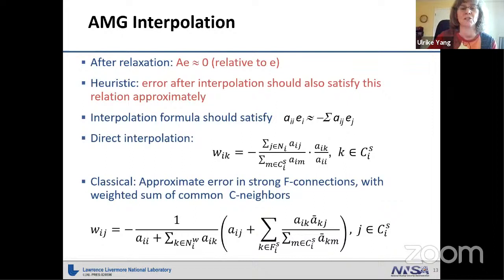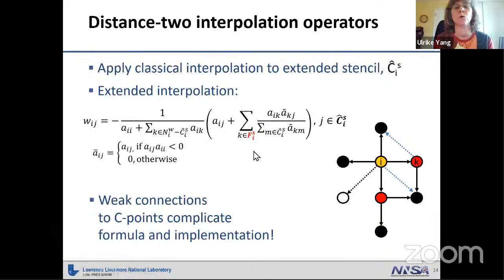Because we didn't like direct interpolation already way back, when we decided to use the PMIS coarsening, we needed a better interpolation than the classical one, so we decided to just extend it. What we call the extended interpolation was the extension where we increased our coarse neighborhood by including coarse points that were neighbors of strong fine connections, like here. And so that changed our formula in the following way.